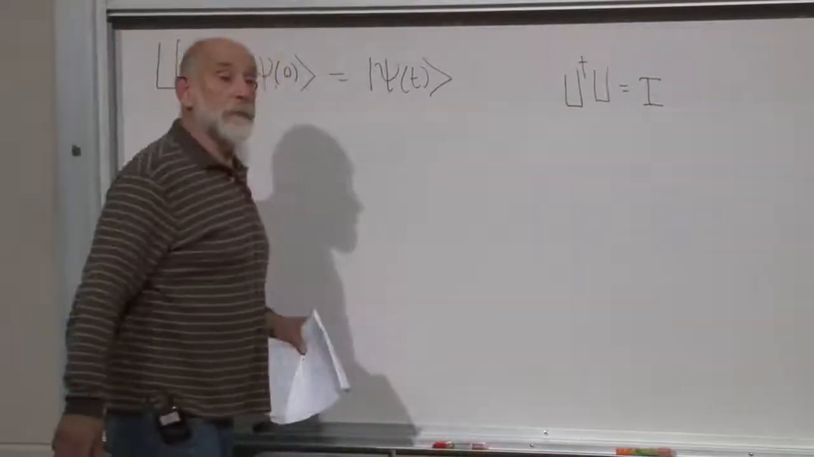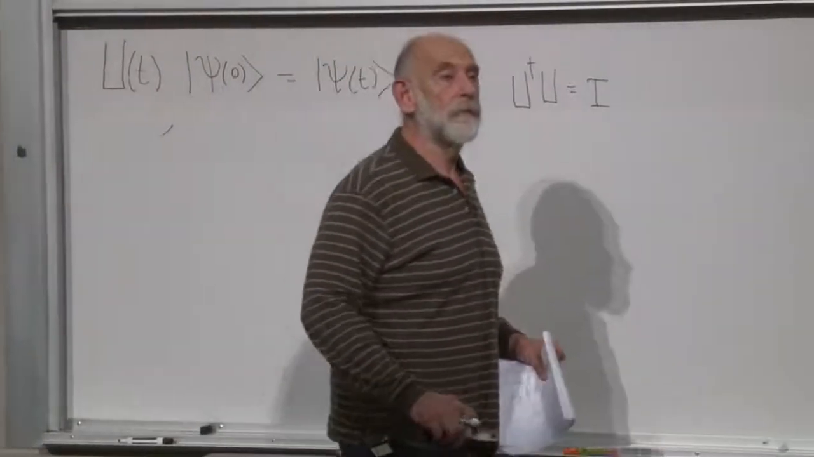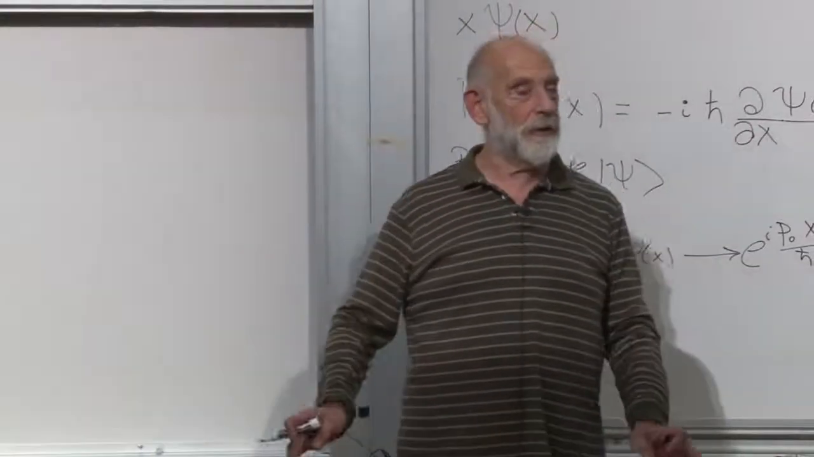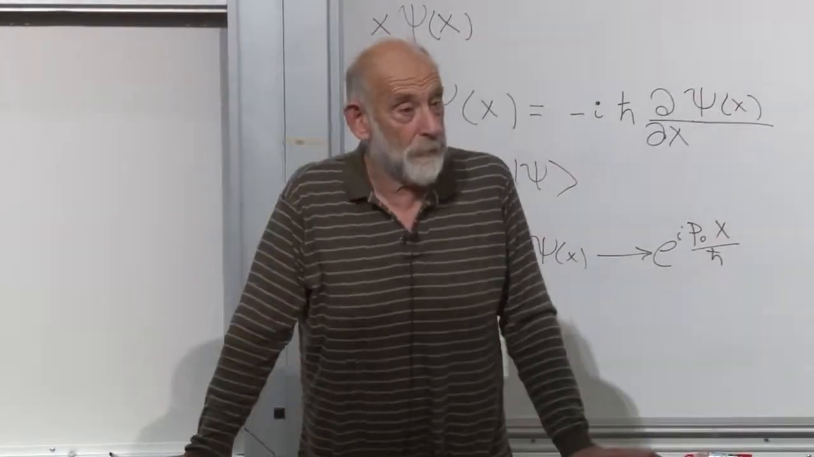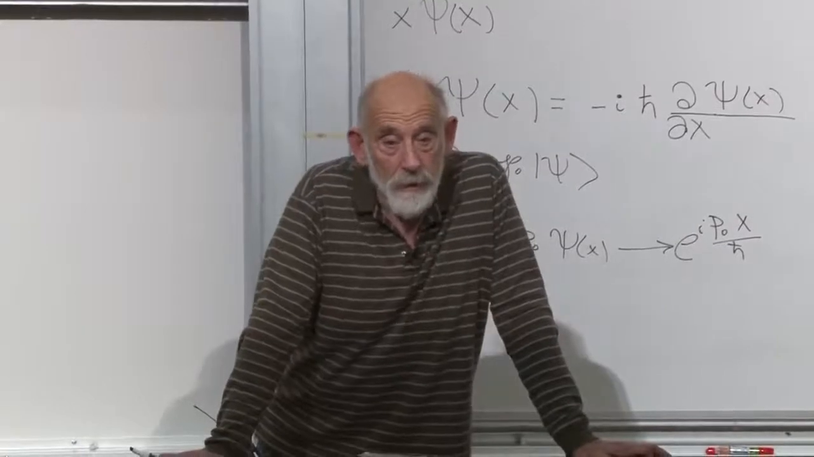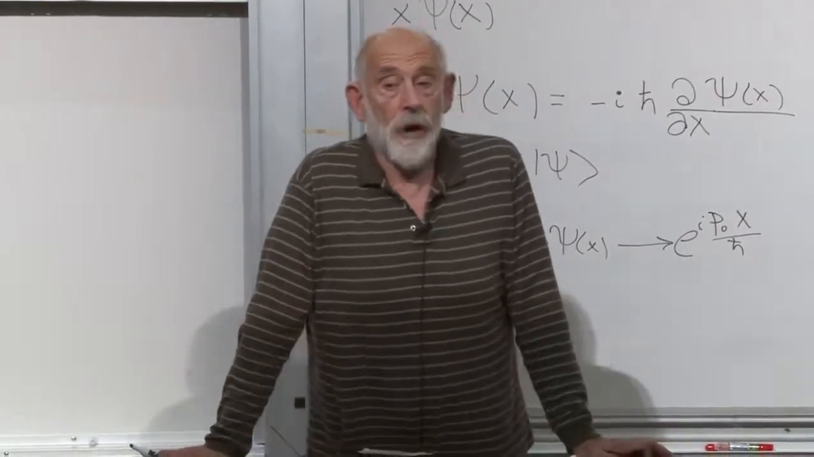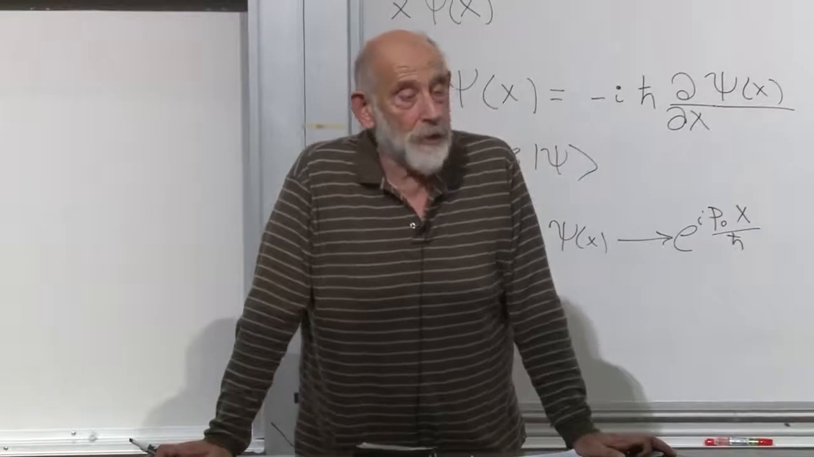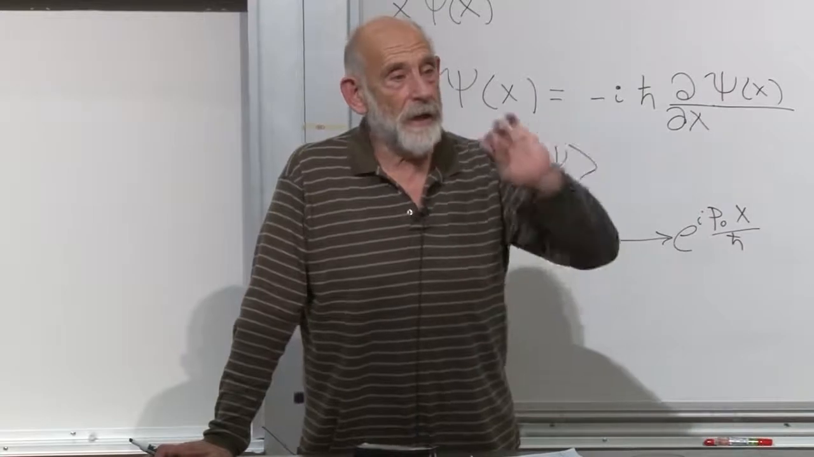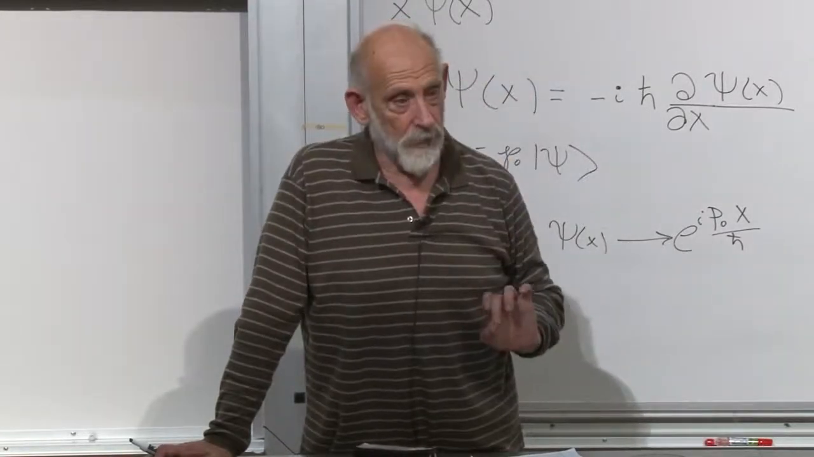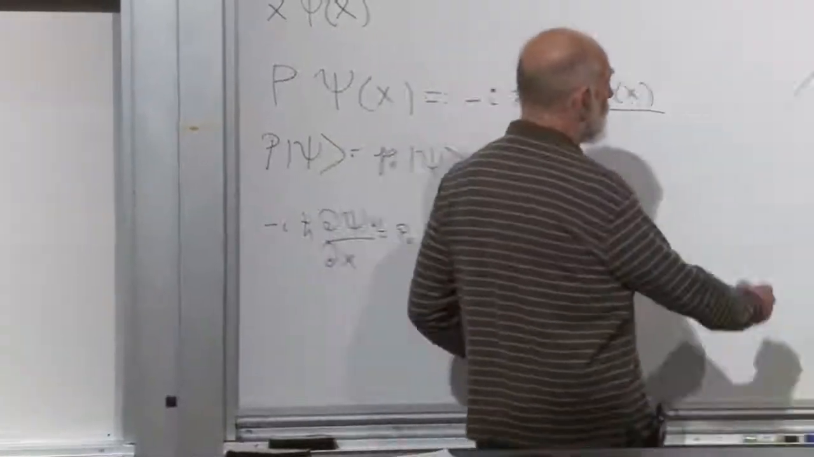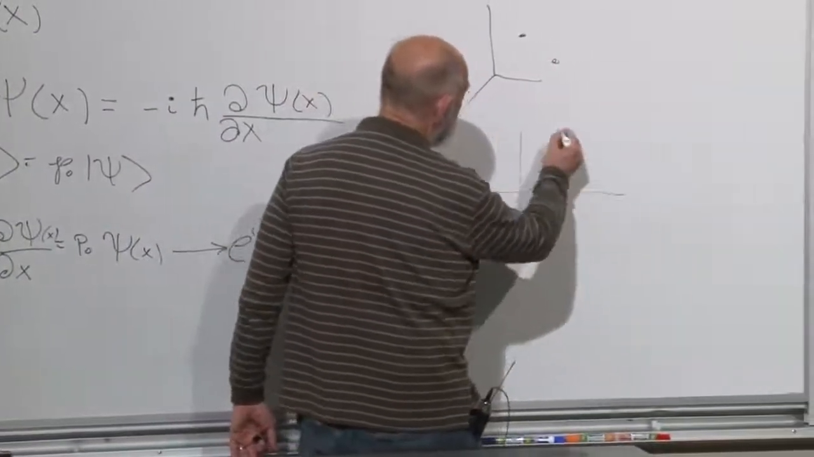Excuse me. What would be an example of a non-unitary transformation? Oh. Hermitian operators are usually not unitary. The momentum is not a unitary operator. The position is not a unitary operator. Unitary operators are operators whose eigenvalues are phases. Everybody know what a phase means? An e to the i times a real number, a point on the unit circle. A phase represents, on the complex plane, a point on the unit circle.